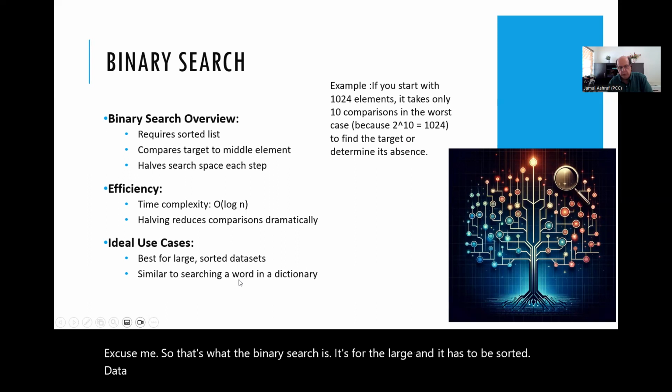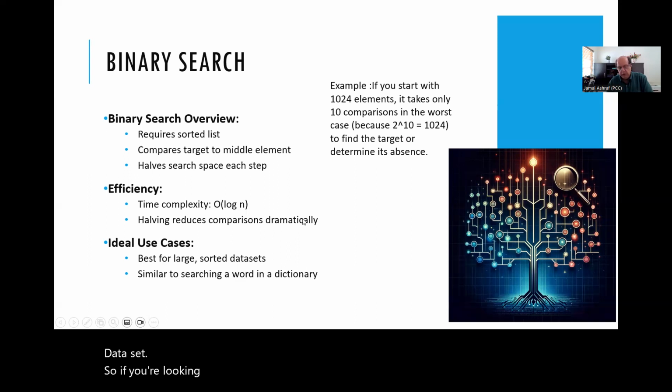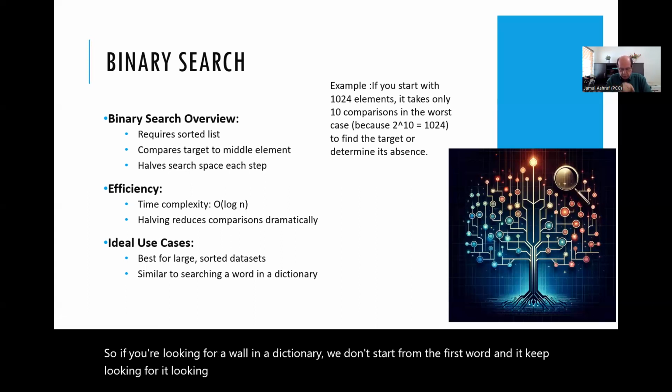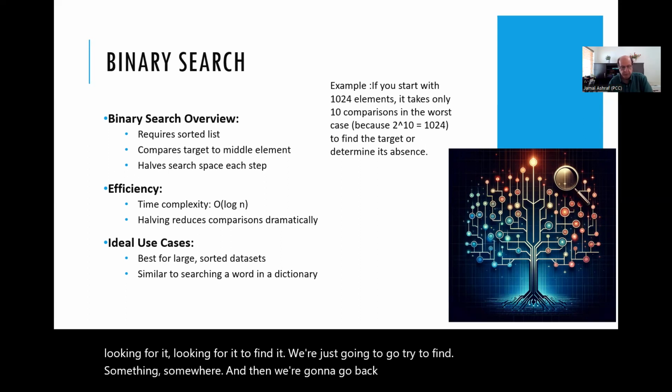So if you are looking for a word in a dictionary, we don't start from the first word and keep looking for it to find it. We're just going to try to find something somewhere, and then we're going to go back and forth till we find what we're looking for.